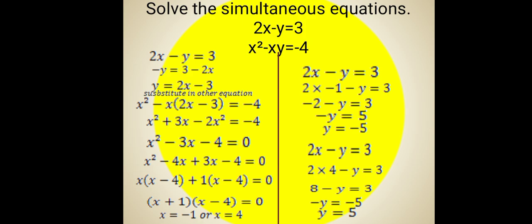We go back to our equation where we had made y the subject of the formula. It was y is equal to 2x minus 3, and then substitute the value of x there. When x is negative 1, y is equal to negative 5, and when x is negative 4, y is equal to 5.